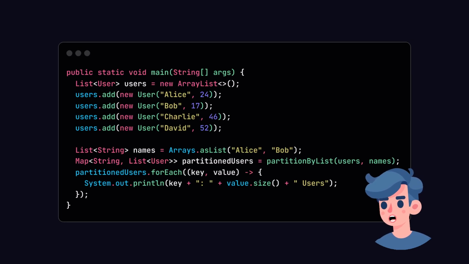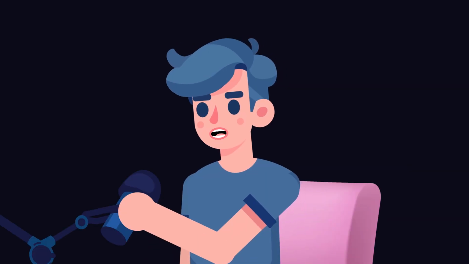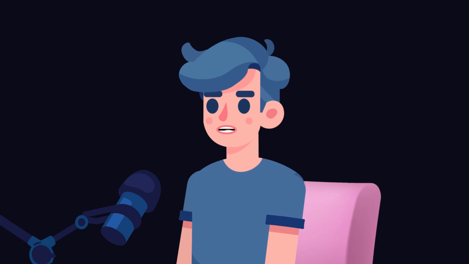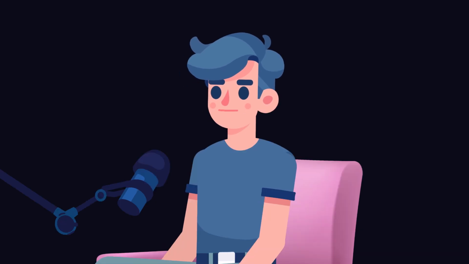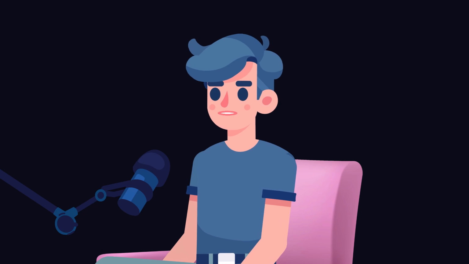In this implementation, we first create a map for the partitions based on a list of predefined names. Then, we check each user to see if their name exists in our partition map. Let's run this code and see how users are distributed based on the predefined names. This could be very useful for organizing specific name data in large datasets.